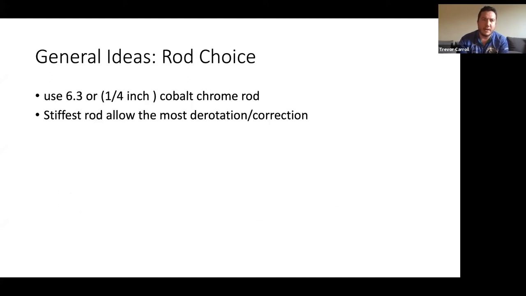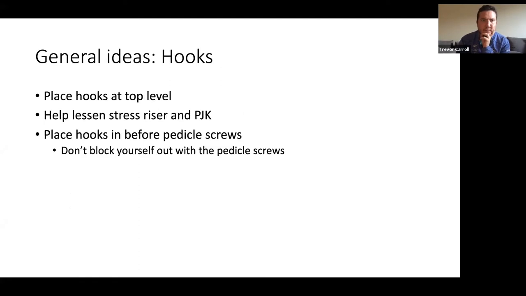We also use the 6.3 millimeter cobalt chrome rod. It's basically the stiffest rod that we can get our hands on. We also like to use hooks at the top, hoping to decrease the risk for PJK and decrease the stress riser. Also, I find it helpful if you place your hooks before you put in your screws. Those can be kind of hard, especially when you get your upper thoracic screws in.